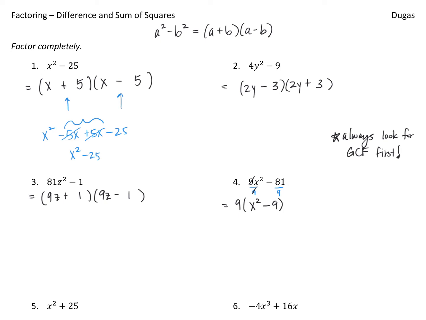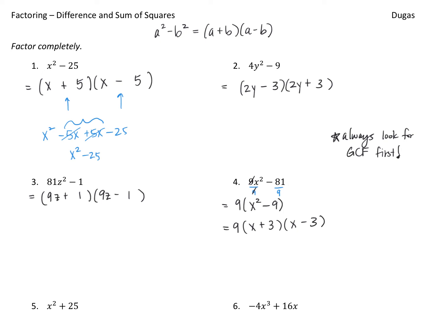And then I'm going to look and see in the parentheses, can I factor that again? So now in the parentheses, I have 2 terms, it's still a minus, and I still have perfect squares. So I can factor that again. So I'm going to bring that 9 down in the front, and then I have a difference of squares. X squared breaks apart into x and x, one plus, one minus. The square root of 9 is 3.